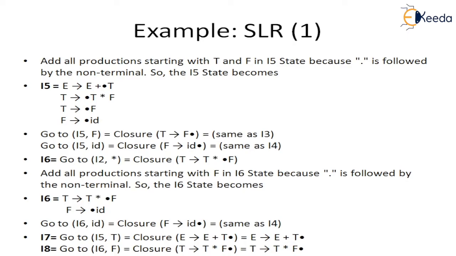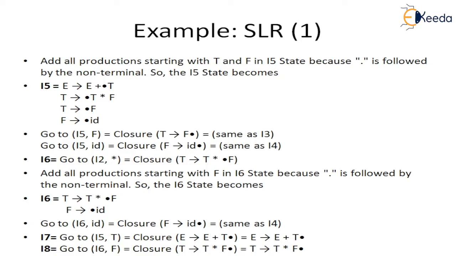So now we add all productions starting with T and F. Now we concentrate on T and F and add the dot because the dot is followed by a non-terminal, and find out the I5 state. Under that I5, we find out the T and F. Then in the next step, for I5 with F we find the closure for T which is represented by F, and I5 with ID means F which is represented by ID, same as that of the steps I3 and I4.